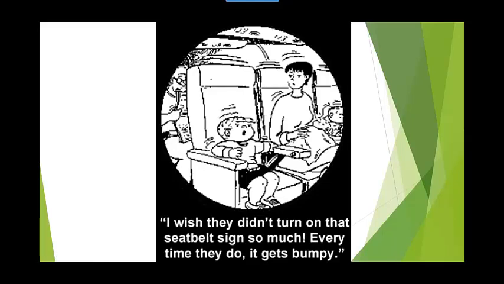I wish they didn't turn on that seatbelt sign so much. Every time they do, it gets bumpy. Well, of course, the seatbelt light is not causing turbulence. It's just, with the turbulence, you turn on the seatbelt sign because you need to sit down. So, in the child's mind, they might assume that the seatbelt light is what causes the turbulence.